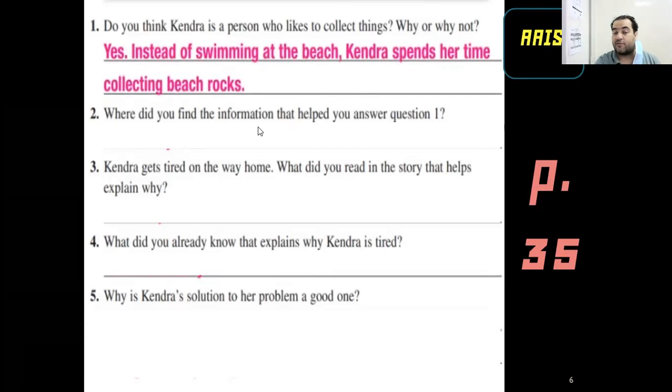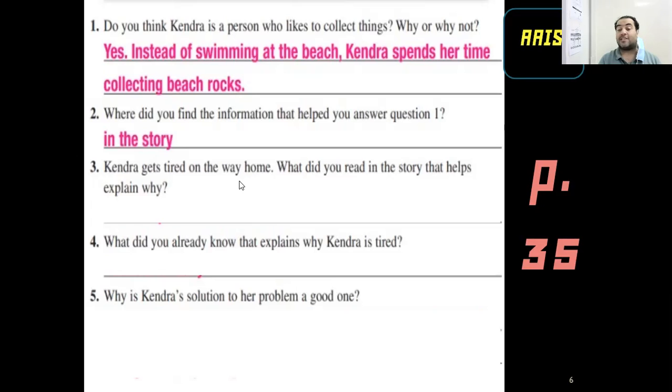Where did you find the information to help you answer question 1? Of course, in the story, right? In the story. How did you know? We don't know Kendra. Kendra gets tired on the way back home. True. What did you read in the story that helps you explain why? While she was walking home, she felt tired. How did we know? What sentence told us that she is tired? It's when we said that her backpack is full of rocks.